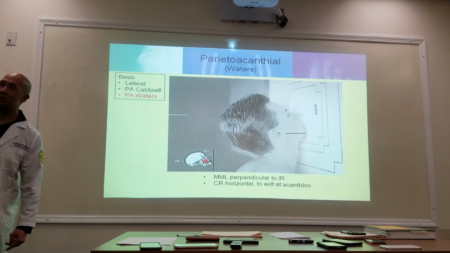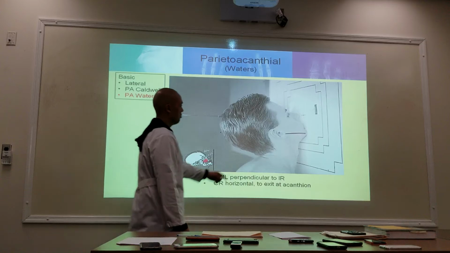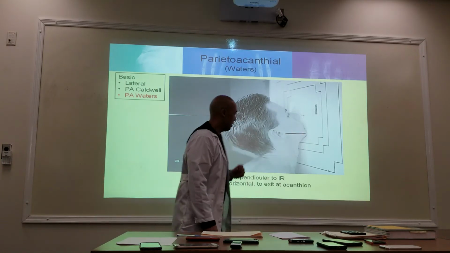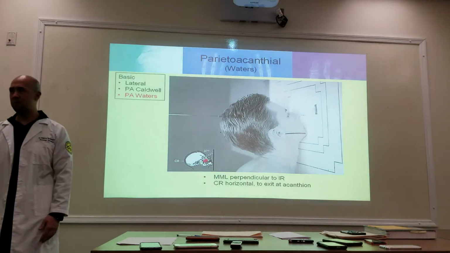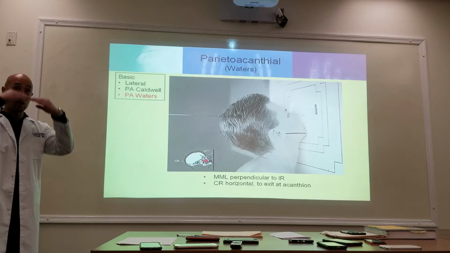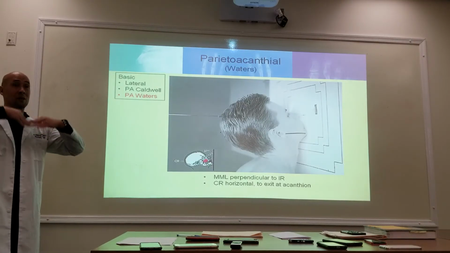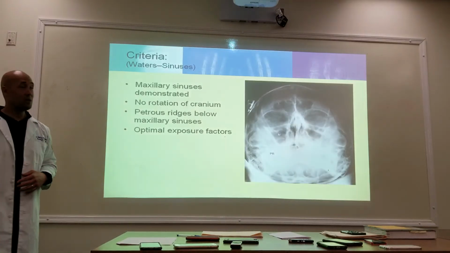Here is the Waters view. Mental meatal line perpendicular to the image receptor. So what are we doing here? What do you think is going to happen to those petrous ridges? Where are they going to go? They're going to go low, right? They're going to go down. So then this would be good.